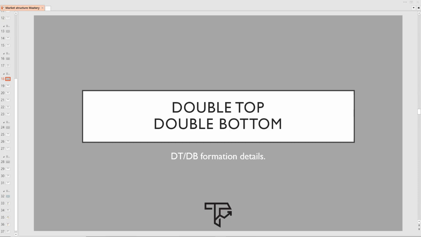All right, double tops and double bottoms. I am absolutely sure that you are aware of those formations and you perfectly know what they are, but let's just jump into some details. And of course, I want to explain everything. So let's have a look, right?